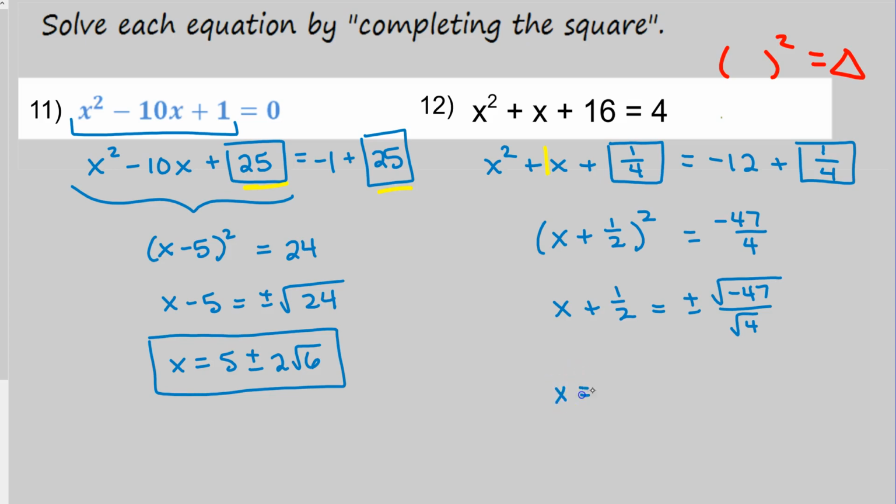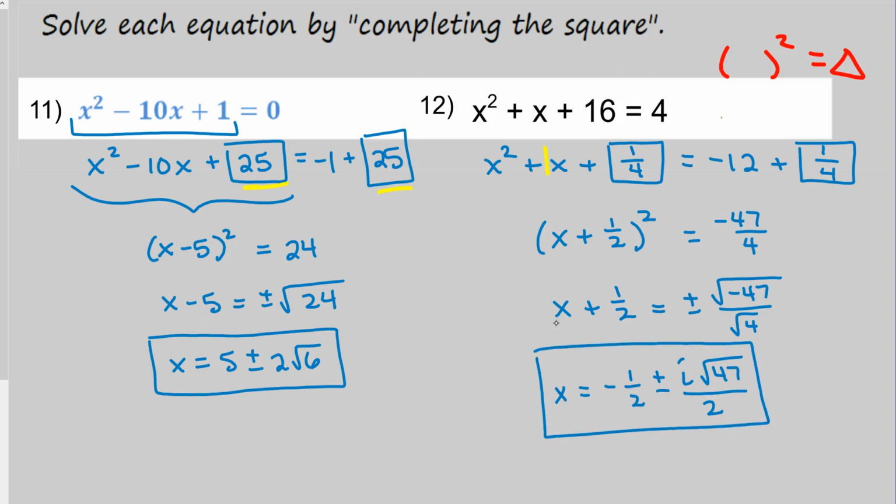Now to get x by itself, we need to subtract 1/2 from both sides, and we also need to simplify our radical. So because we have the square root of a negative, we know that to be an imaginary number, so we're going to call it i square root 47, and then on the bottom, square root of 4 is 2. So our answers are negative 1/2 plus and minus i square root 47 over 2.